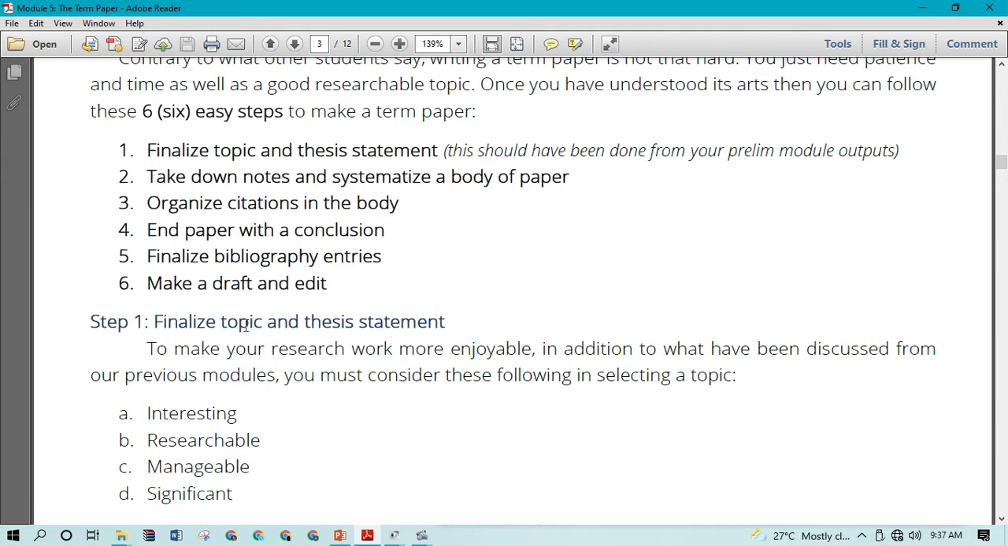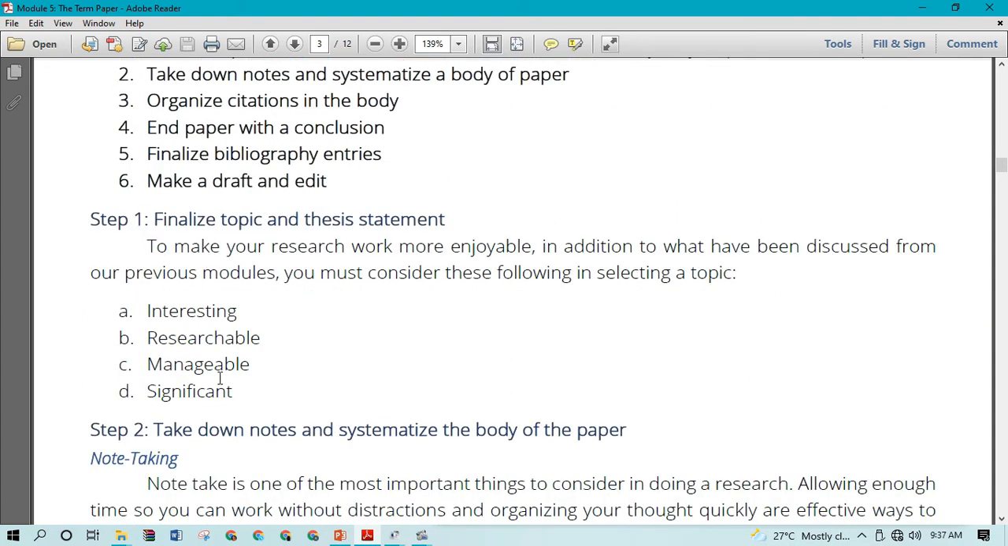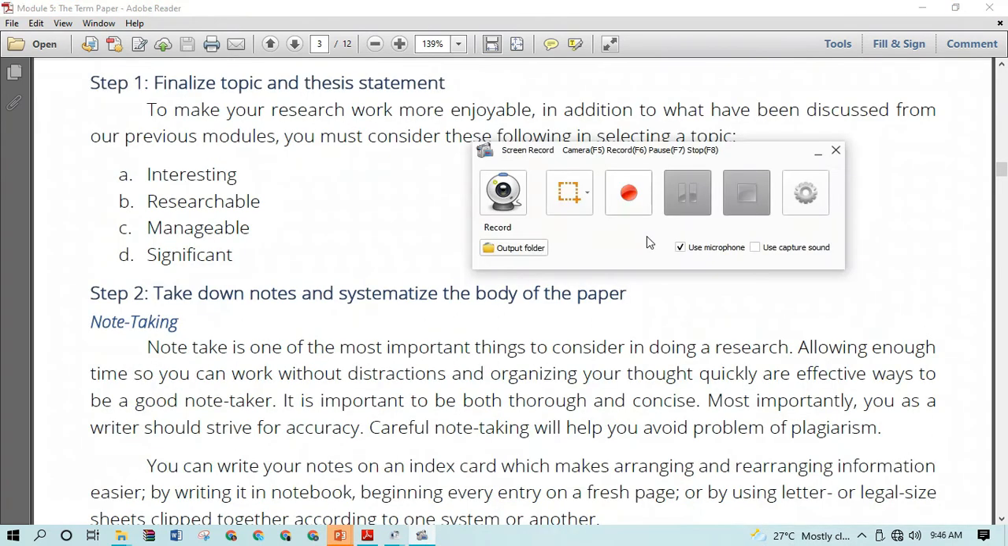Okay, step one, finalize topic and thesis statement. To make your research work more enjoyable, in addition to what has been discussed from our previous modules, you must consider the following in selecting a topic. It should be interesting, researchable, manageable, and significant. When we say significant, it is important nowadays, no? It is relevant to what is happening.